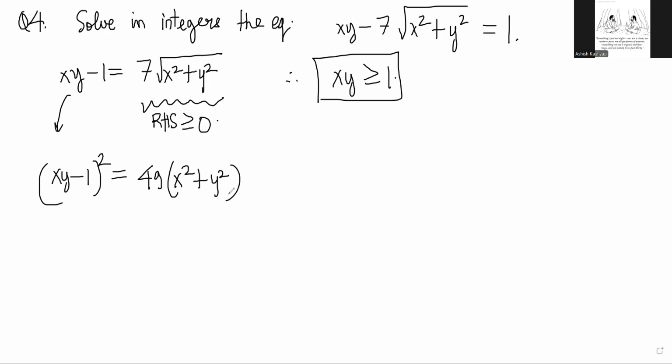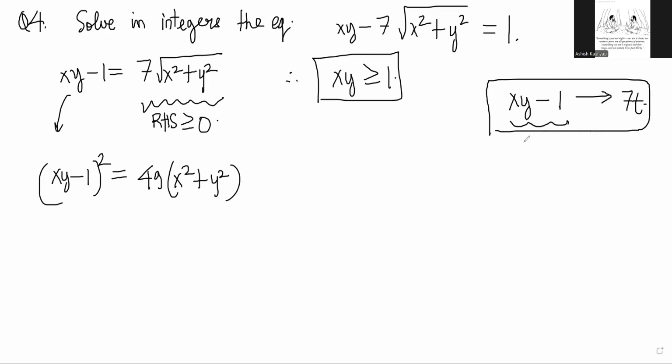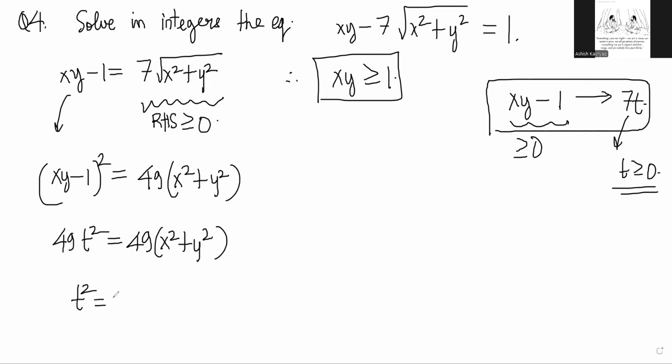So let's do a substitution here. Xy minus 1, let's call it as 7t. We know that xy minus 1 is greater than equal to 0. So we know t is greater than equal to 0 also. I'm just doing this substitution. This substitution will help me simplify the problem. Okay. So here this becomes 49t square is equal to 49 times x square plus y square. And now I'm getting t square is equal to x square plus y square. Right. So this is the first condition that I'm getting after putting this substitution.